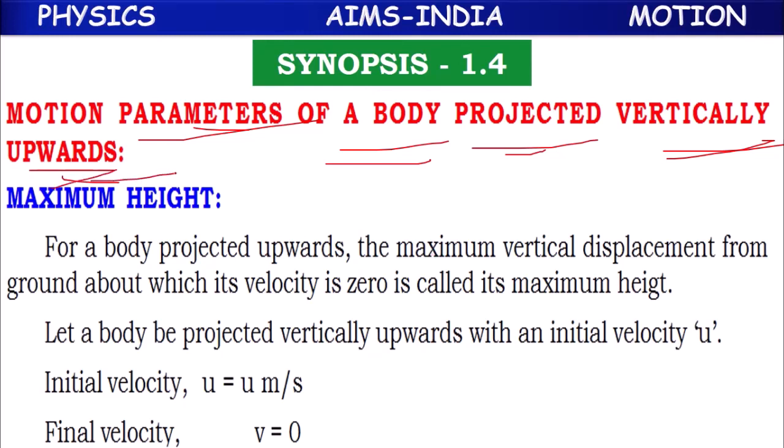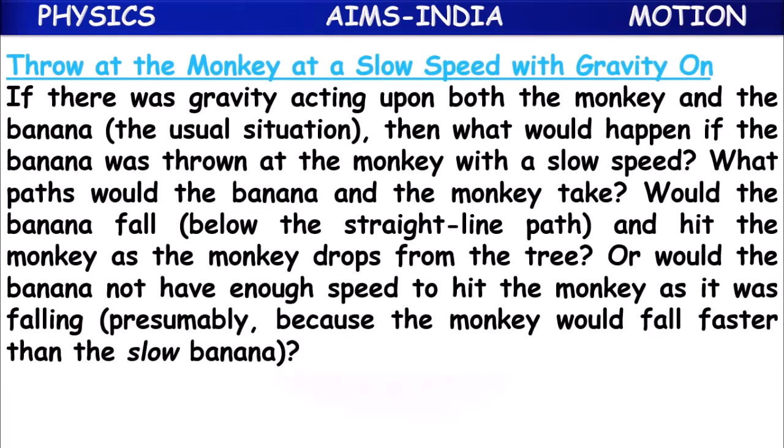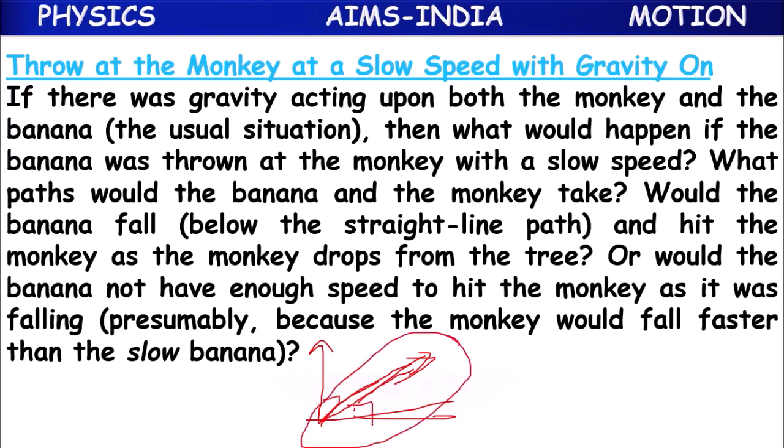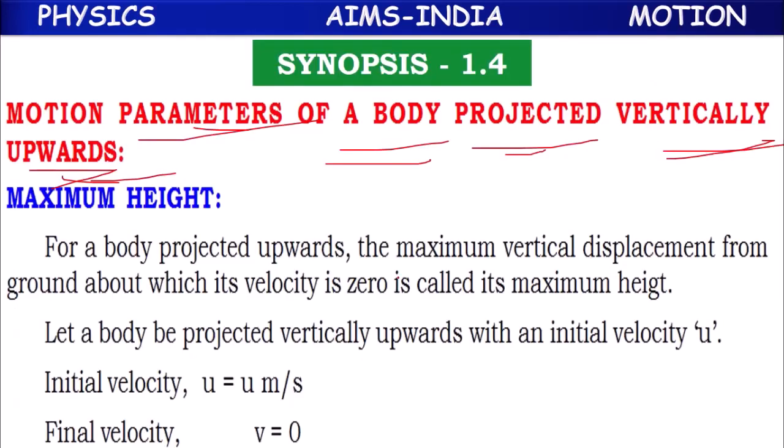Projected vertically. Actually, just now what we have learned is called projectile motion. Means projected not vertically upwards, projected through some angle. Means the body is shot with some angle with the ground. But instead of like this, if we project it horizontally, what happens to the body?